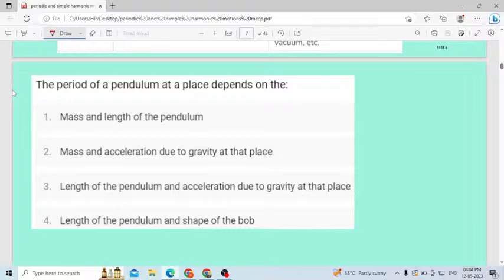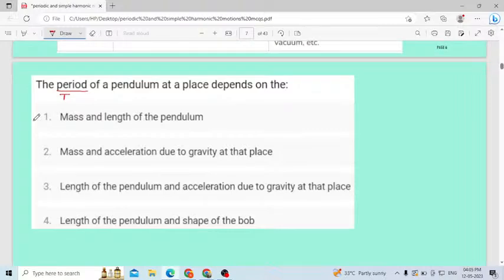The period of a pendulum at a place depends upon the time period T. Period is nothing but T. Time period or period, everything will be the same. The period of a pendulum at a place depends upon: first option, mass and length of the pendulum. Second one, mass and acceleration due to gravity at that place. Third option, length of the pendulum and acceleration due to gravity at that place. Fourth option, length of the pendulum and shape of the bob.